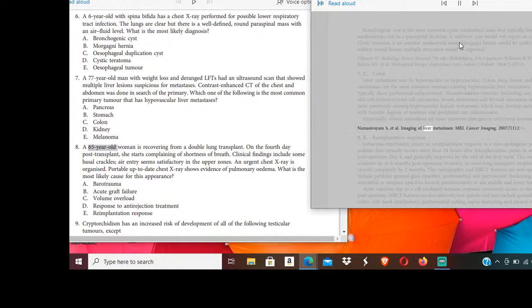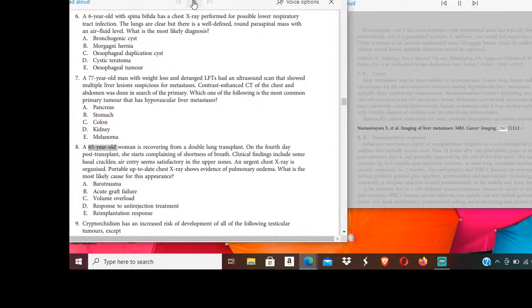Namasivayam S, et al. Imaging of liver metastases: MRI. Cancer Imaging. 2007.